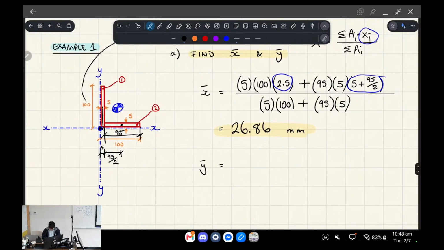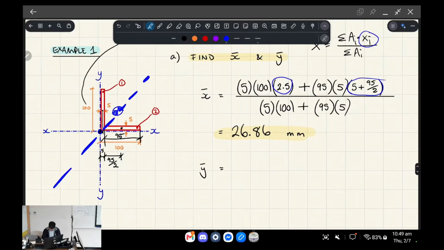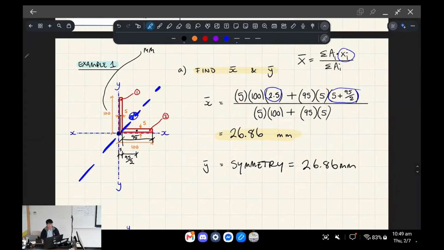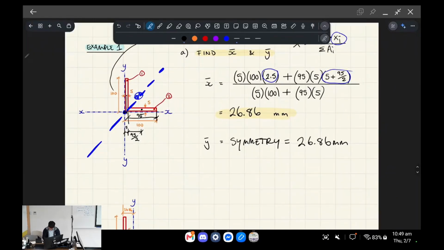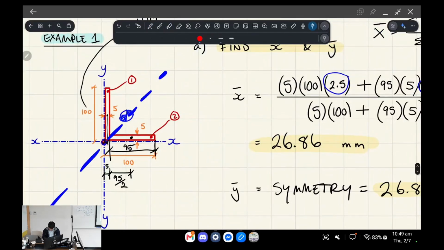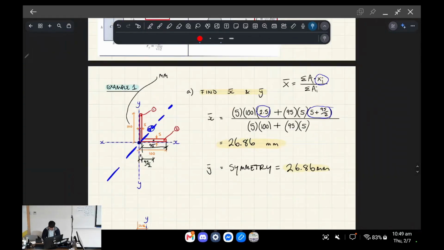Basically, if we do the same thing in the y direction, you can follow the same line of logic, except there's actually a line of symmetry here that allows us to take the exact same centroid value for the x and the y direction. Does that make sense? Okay, so essentially we've actually found the centroid now. It's basically saying from this point we go 26.86 to the right and we go 26.86 up, and that will give us the center of our shape.